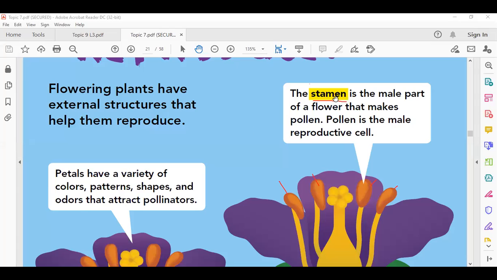What is a stamen? Look, the stamen is the male part of a flower that makes pollen. Pollen is the male reproductive cell. So the male part of the flower is called the stamen. This one you see is a stamen. This is another stamen. One is a stamen and more than one are called stamens. The stamen is the male part of a flower that makes, here in this part, the pollen grains. Pollen is the male reproductive cell.